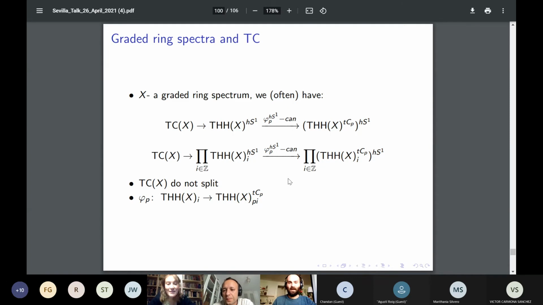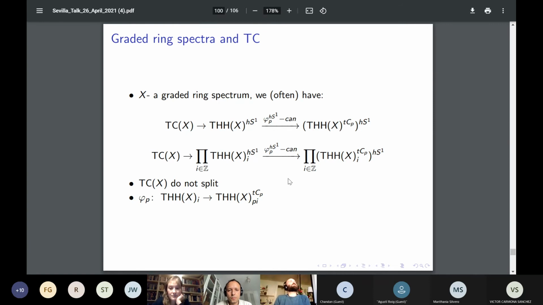I have a question, yes. I can ask it. Yes, so I was wondering what sort of framework you're working in here. You didn't say anything about whether you're using orthogonal spectra or infinity categories, or what sort of model of spectra you are using when you're doing this work?